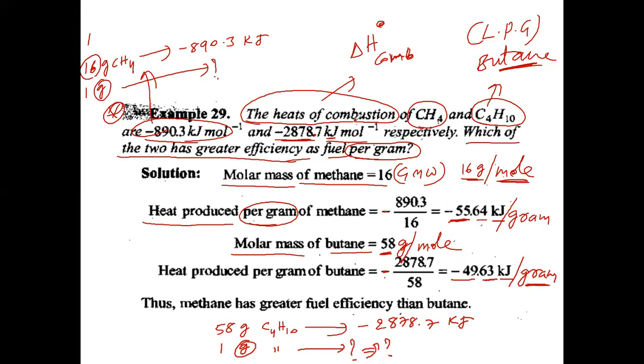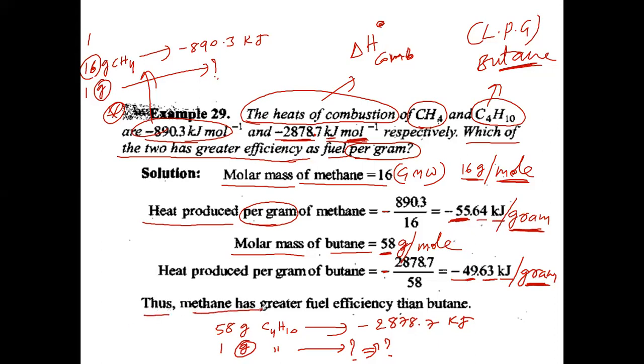We should not be confused here. 1 mole of butane will give more. 1 mole of butane is giving a very large amount of heat energy, and 1 mole of methane is giving less energy. But per 1 gram, if you calculate, methane is giving 55 kilojoules and 1 gram of butane is giving 49 kilojoules. That means methane is giving more heat energy per gram.